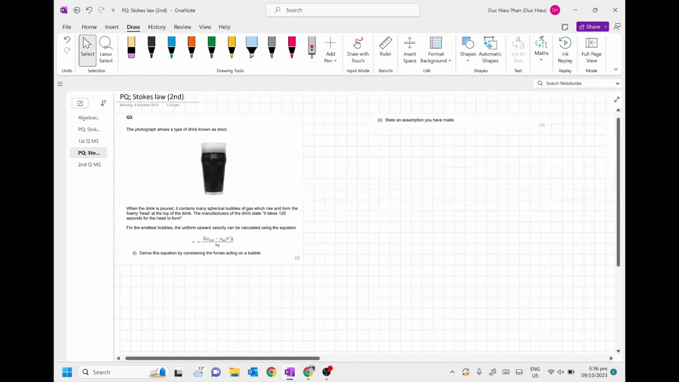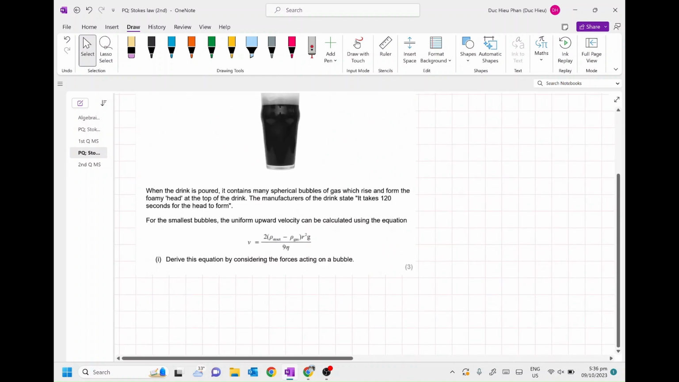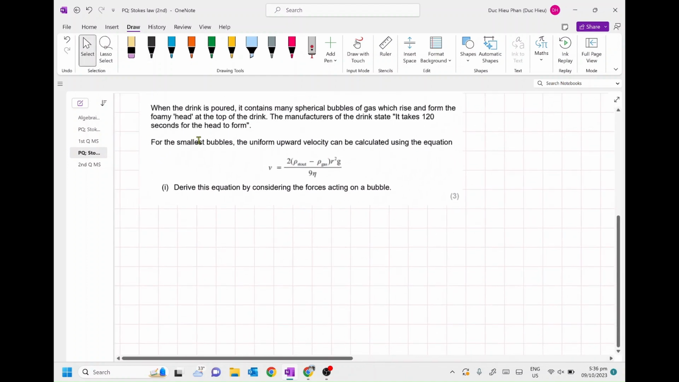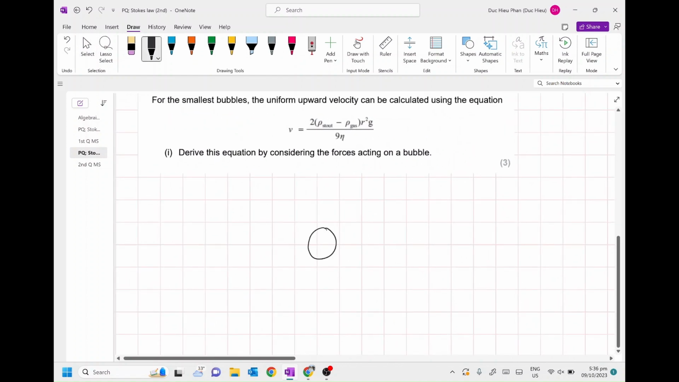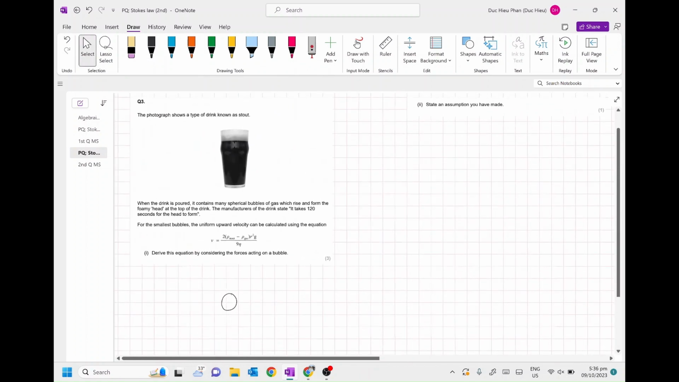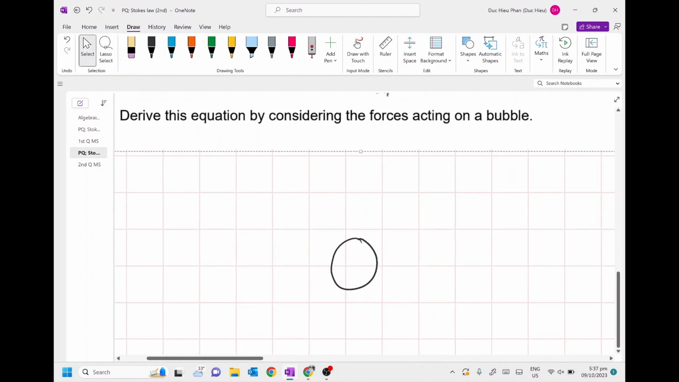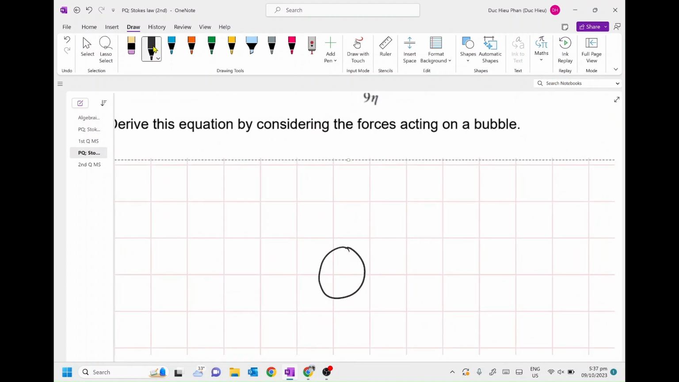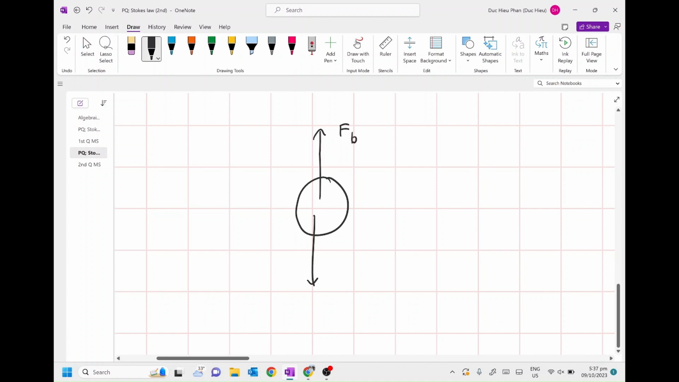So again, it asks us to consider the forces acting on the bubble. So we want to start off by drawing a free body diagram again. But this time, the bubbles are going up. So the directions in which the forces act on it: it's still going to have a buoyancy force going up. It's still going to have weight going down, which we'll denote as mg.